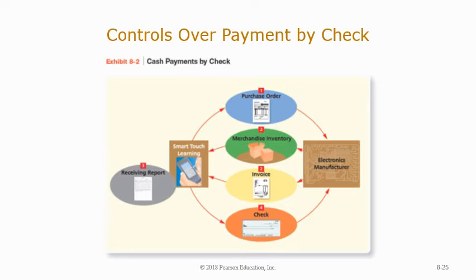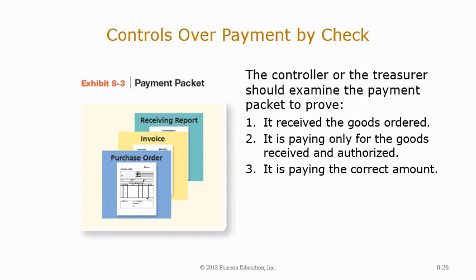So when we're making that payment, there's a lot of different controls that can be utilized. So we have the purchase order. We purchase something, then the inventory comes in, then we get the invoice, then we send the check. And that check goes to the manufacturer, and there's a whole lot of stuff that goes in between there. It's very graphic.